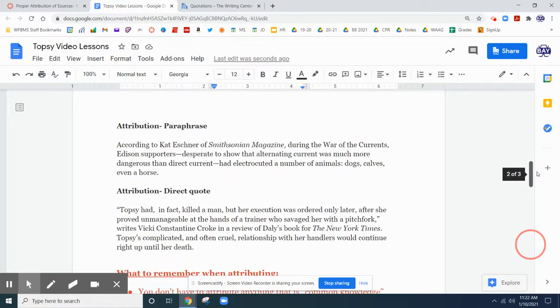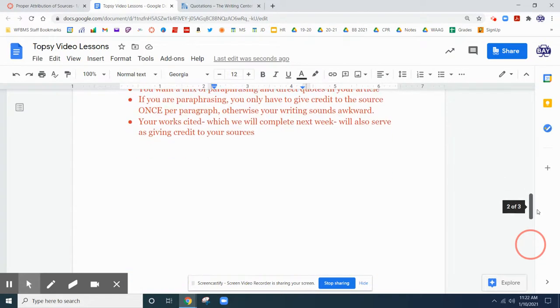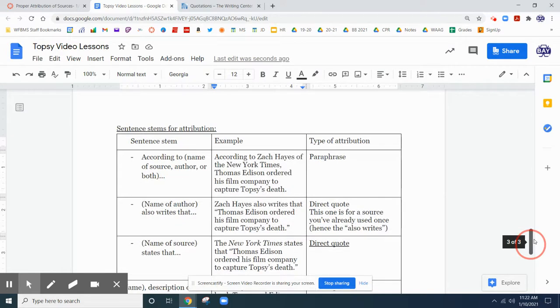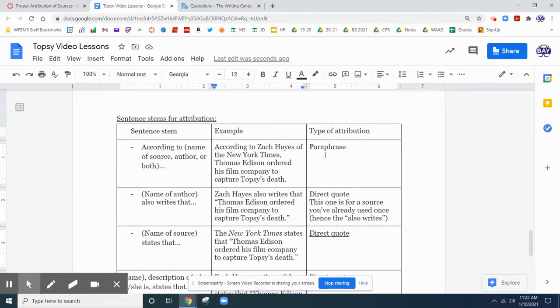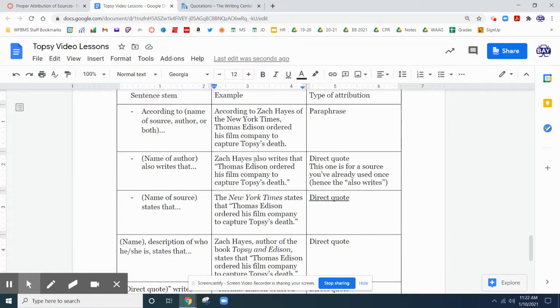Remember, you can use paraphrase and direct quote. I would recommend a blend of each. And based on what you're writing, based on whether you're using attribution through paraphrasing or direct quote, use these sentence stems, use these examples, use these templates to help you craft your sentences in your article.